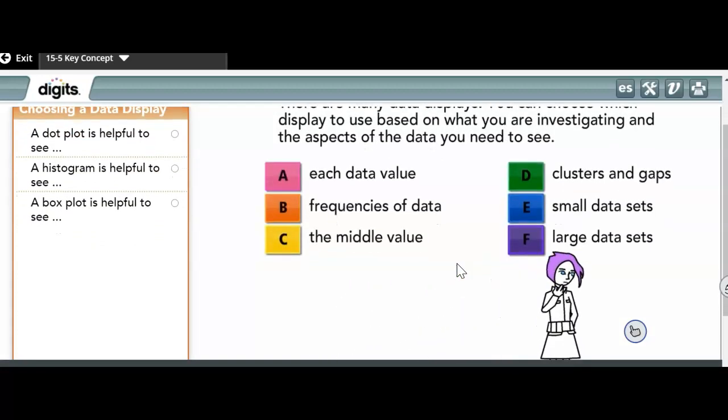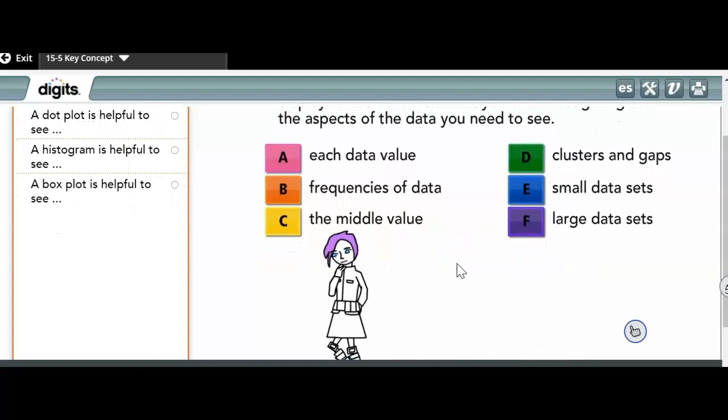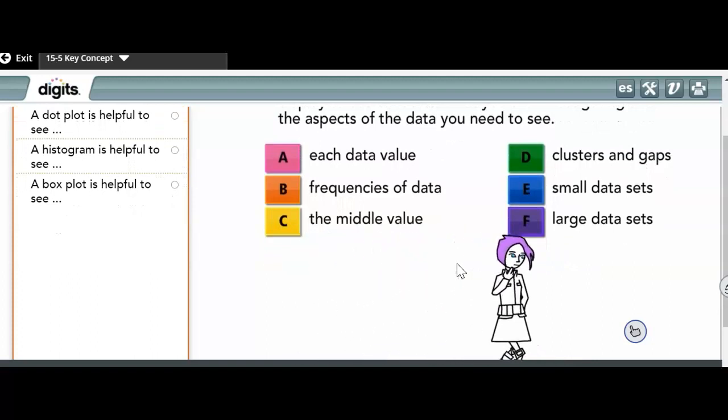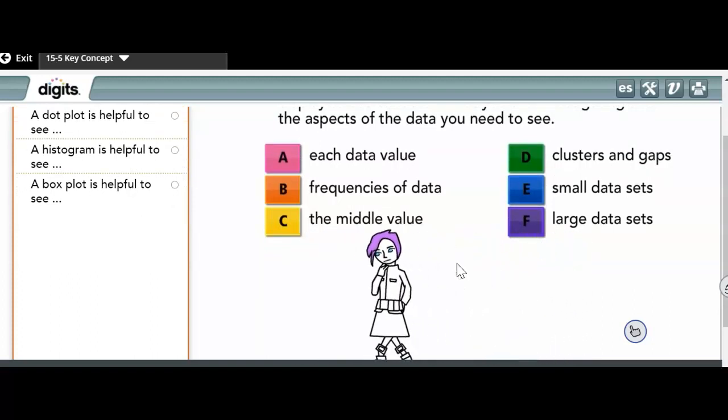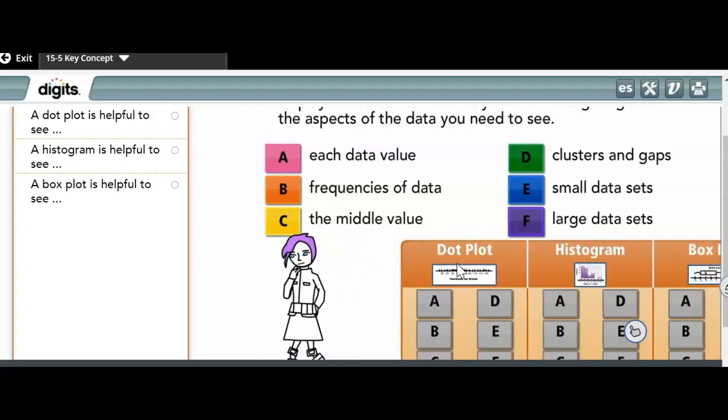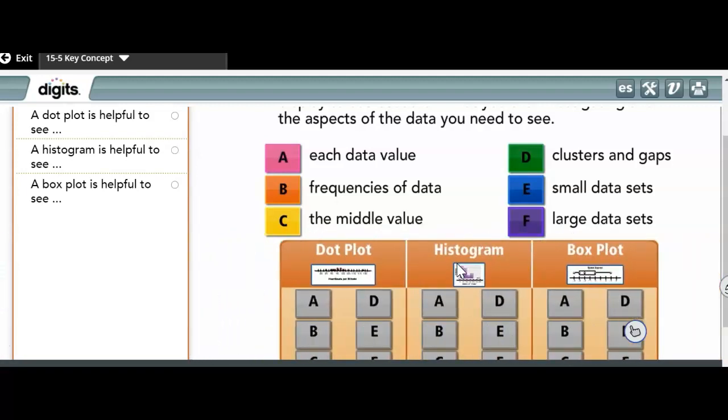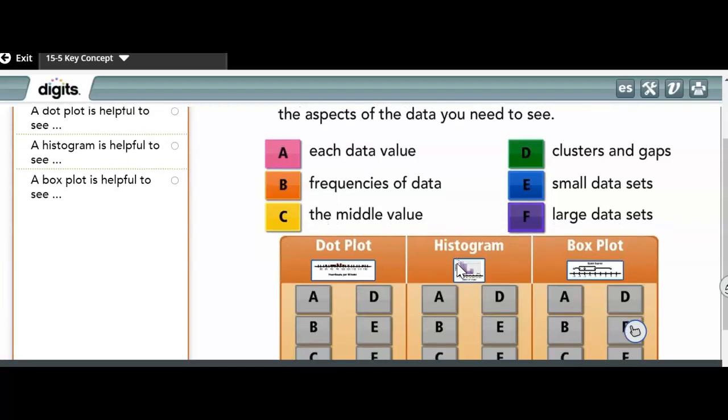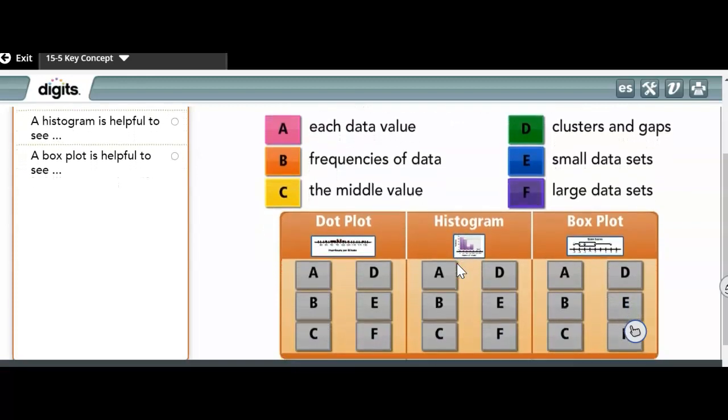Which to use? Dot plot? Histogram? Box plot? So many choices. Whoa, gotta go. It's getting kind of crowded on here. So weird. Okay. All right.